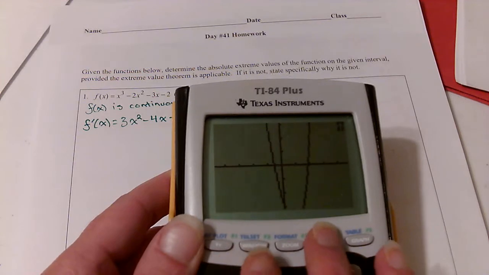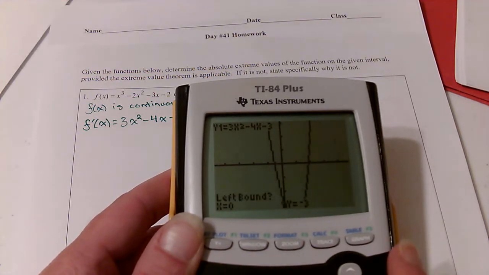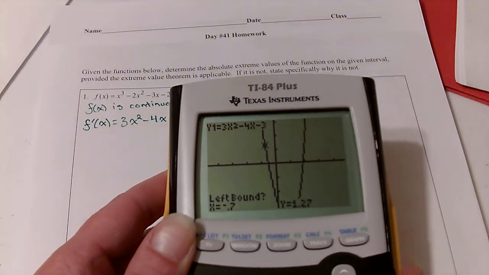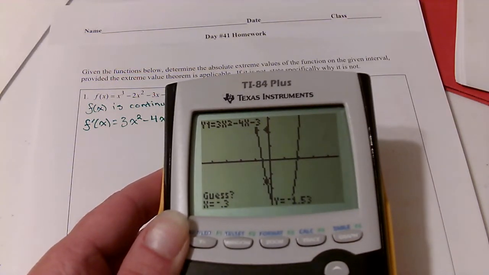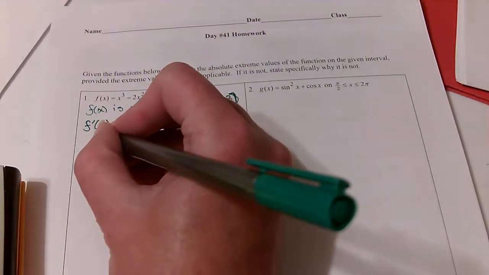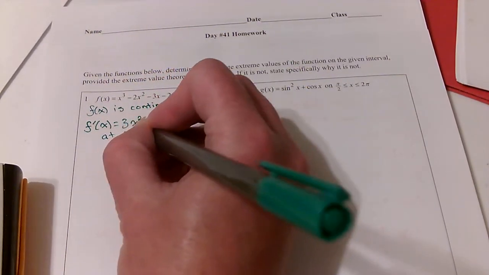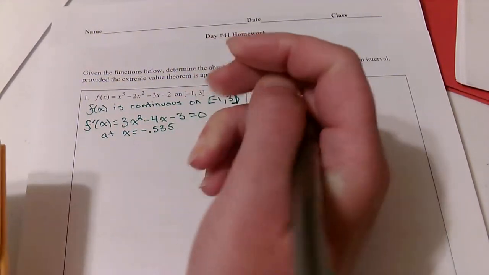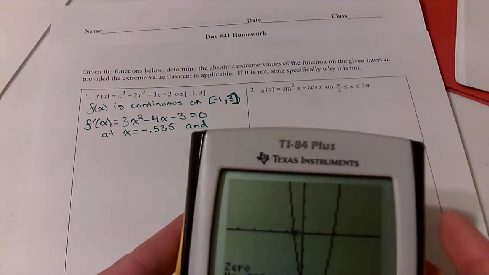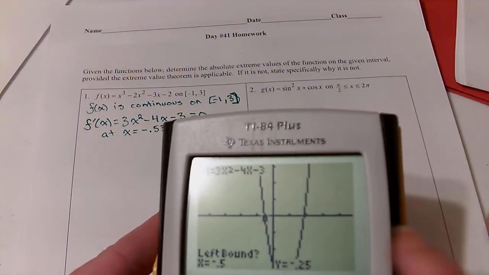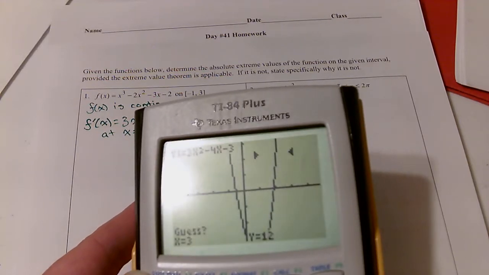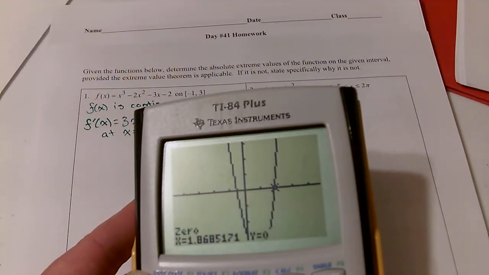I can go second, calculate, 0. And I'm going to narrow down my calculator. Go to the left a little bit. Looks like it's between there and there. Gives me one value of negative 0.535. And the other value, which looks like it's between, I don't know if you knew you could do this, type in 1, and it looks like it's between 1 and 3. It's at 1.869.